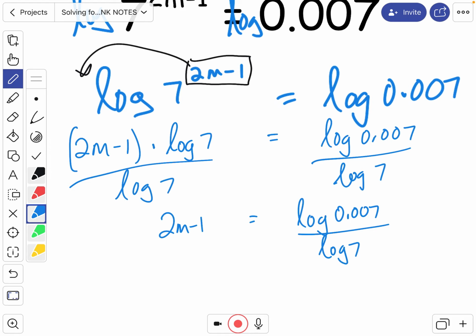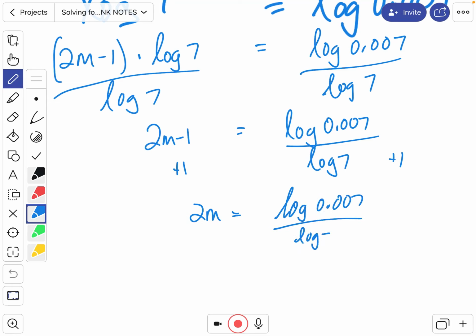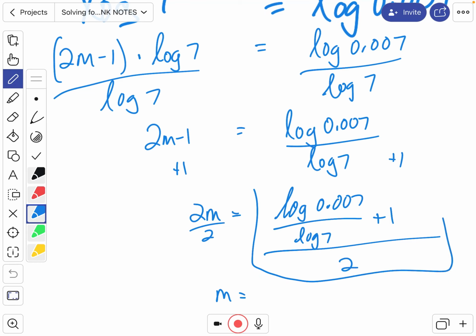And then if I want to solve for m, I'm just going to add 1 to both sides. I've got 2m equals log of 0.007 over log of 7 plus 1. And then to solve for m, we're going to divide both sides by 2. So m is going to equal all of this stuff. That would be technically our exact answer.